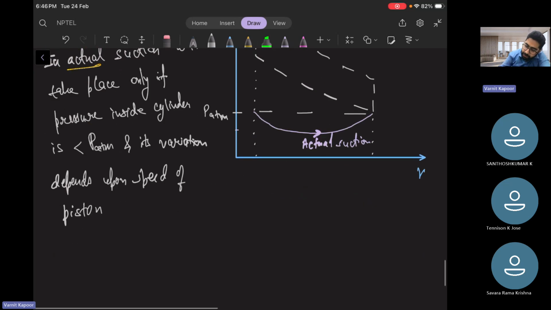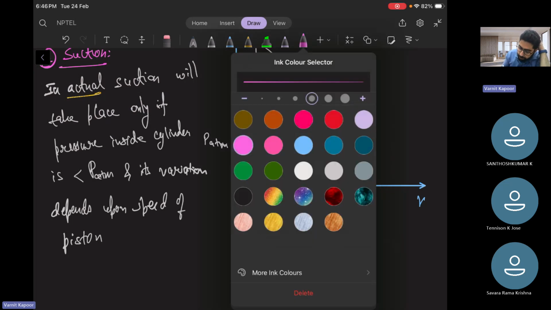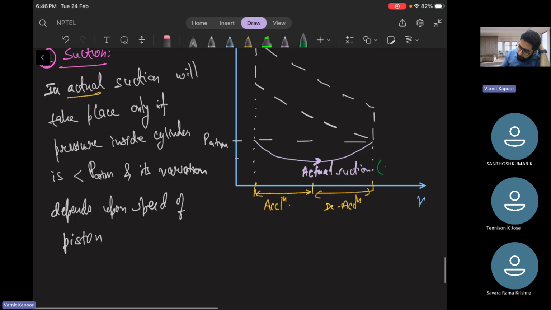So what can we say? This is a section till mid where acceleration was there, accelerating, and then finally from here till here it was deaccelerating. The piston is deaccelerating, and pressure inside the cylinder is less than atmosphere. So I can also mention that point: pressure of the cylinder is less than the atmosphere in the actual suction process.